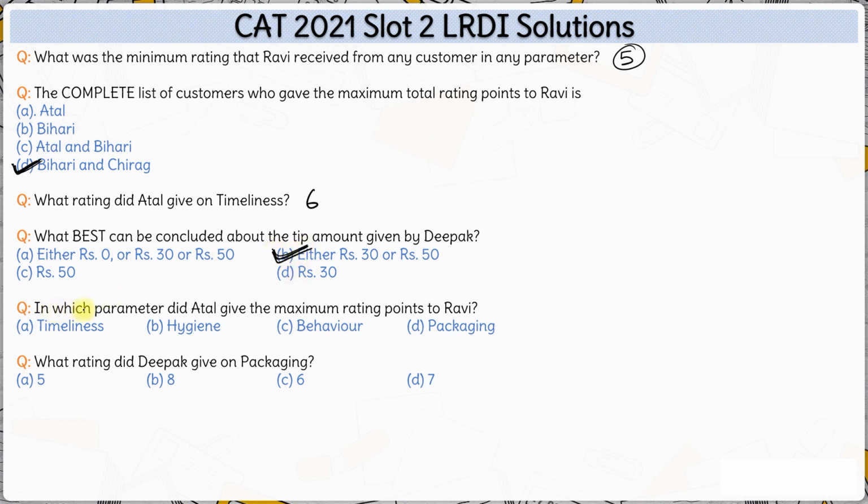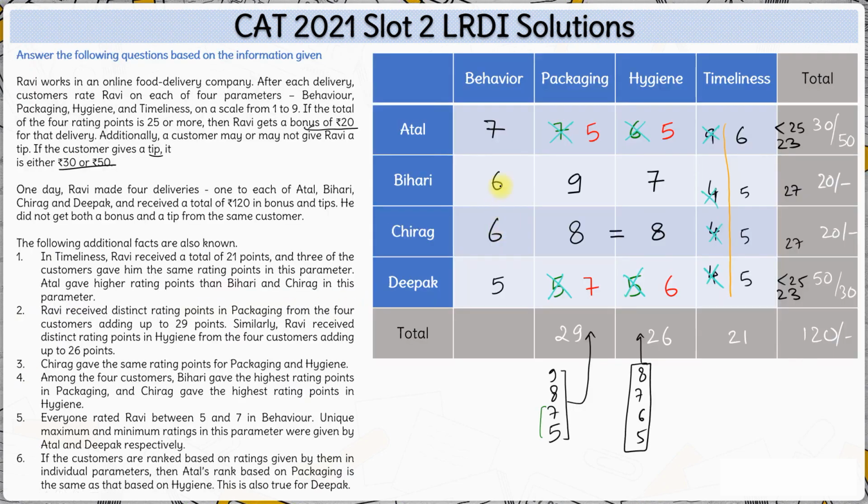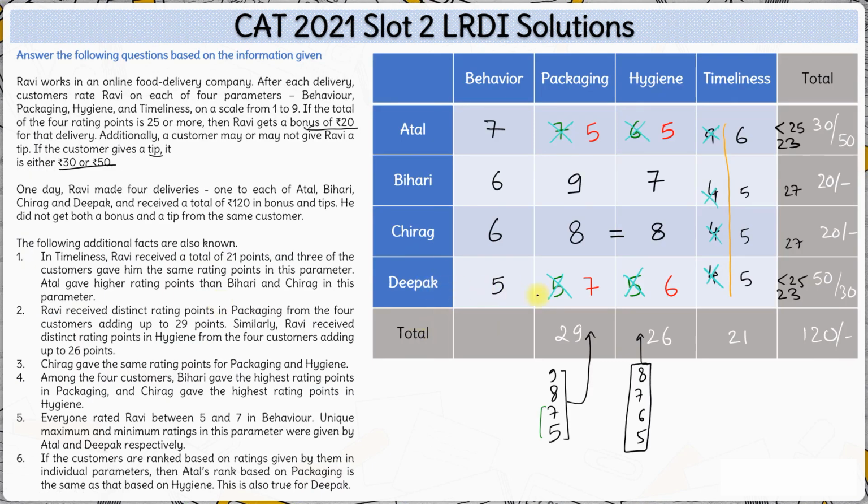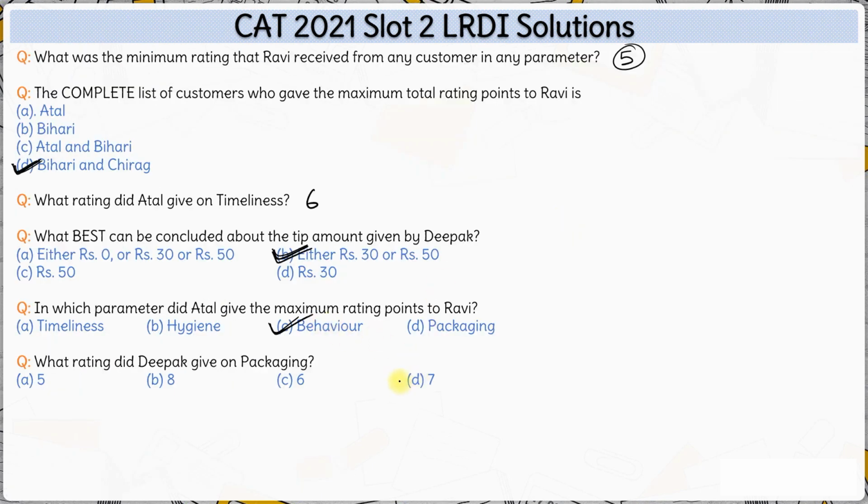Next question, in which parameter did Atal give the maximum rating points to Ravi? Okay, so Atal gives the maximum rating point for behavior, which is 7 points here. So this will be option C, behavior. And what rating did Deepak give on packaging? So Deepak's rating on packaging is 7. So the answer here is option D, 7.